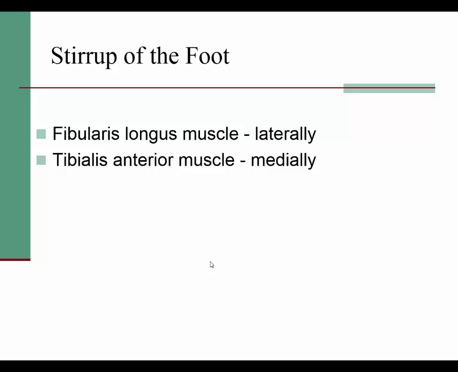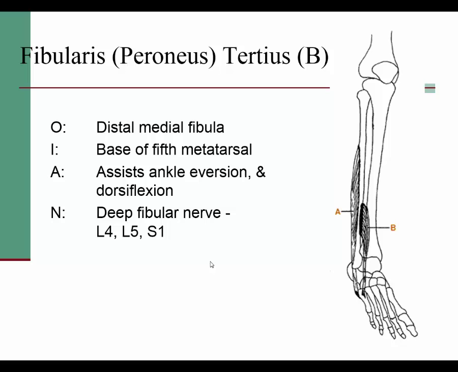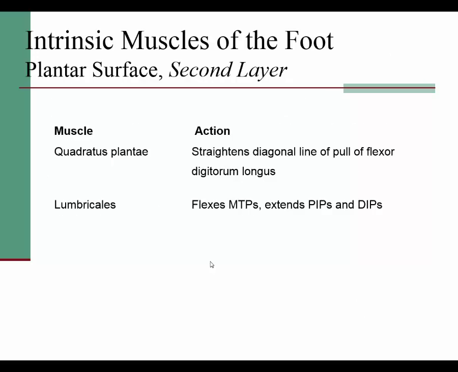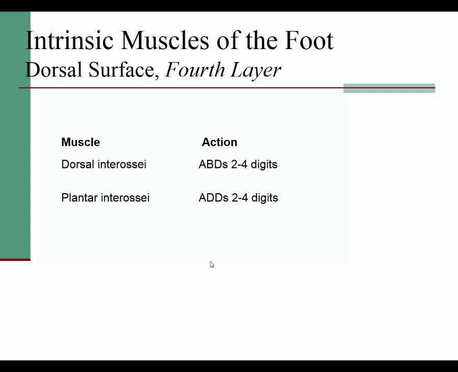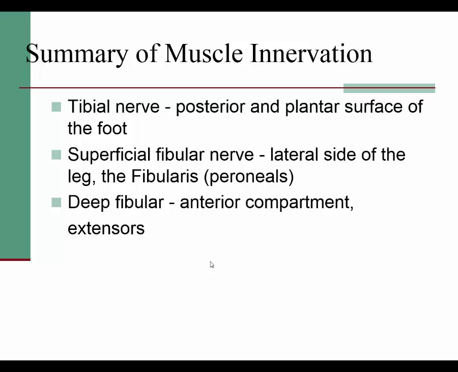Again, I'm just going through kind of quickly, but you all can make sure to pause if you need to, or look at the actual class notes. We have the same thing in a handout version. Summary of muscle innervation: the tibial nerve will be your posterior and plantar surface of the foot. The superficial fibular nerve supplies the lateral side of the leg and the fibularis muscles, and then the deep fibular nerve will be the anterior compartment and extensors. And again, more nerve innervations.